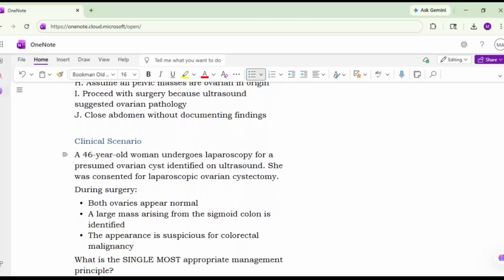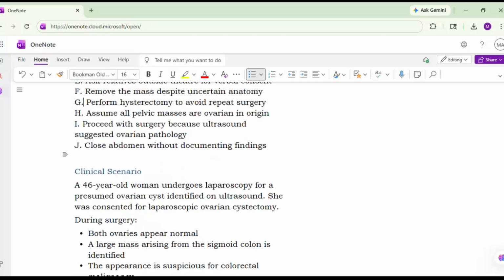Unless life threatening, one should withhold, not touch it, and it can be done later at a different setting. A 46-year-old woman undergoes laparoscopy for a presumed ovarian cyst identified on ultrasound. She was consented for laparoscopic ovarian cystectomy. During surgery, both ovaries appear normal, but a large mass arising from the sigmoid colon is identified. The appearance is suspicious for colorectal malignancy. What is the single most appropriate management principle?